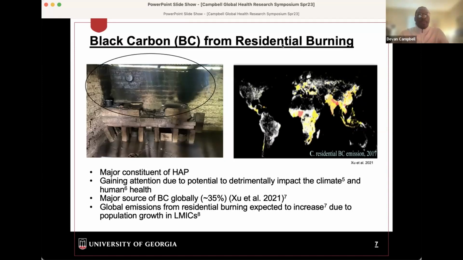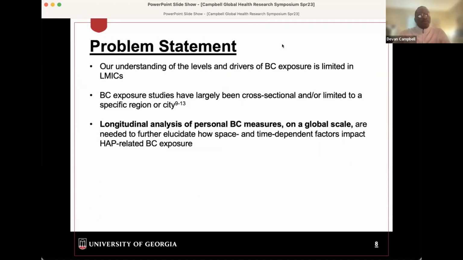And Black carbon from residential biomass burning is actually a major source of Black carbon globally, constituting approximately 35% of global emissions. And these global emissions from residential biomass burning are expected to increase due to population growth in low and middle income countries. So problem statement. Currently, our understanding of the levels and drivers of Black carbon exposure is limited, particularly in low and middle income countries.